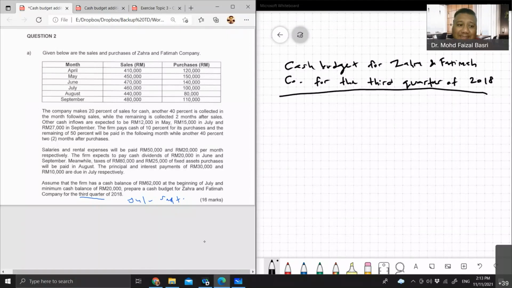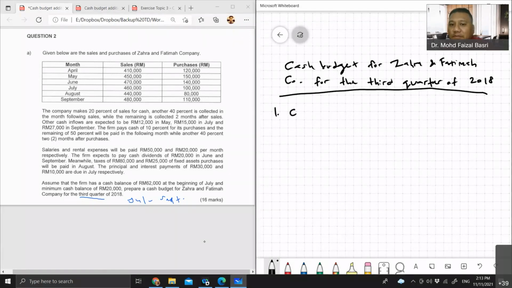Remember, the keyword here is cash. It's called a cash budget. And when we talk about a budget, this is something that has not yet happened. This is something for the future. We are forecasting or estimating something yet to happen. So first things first, as I said, we have 3 parts. We're going to start with the first part, which is cash receipts.